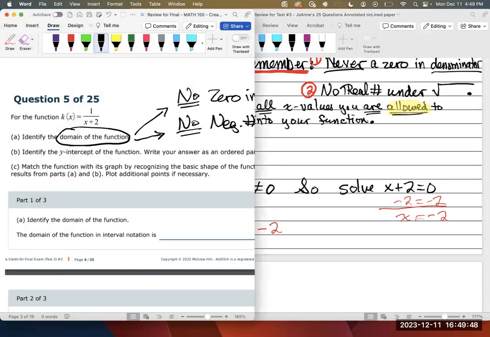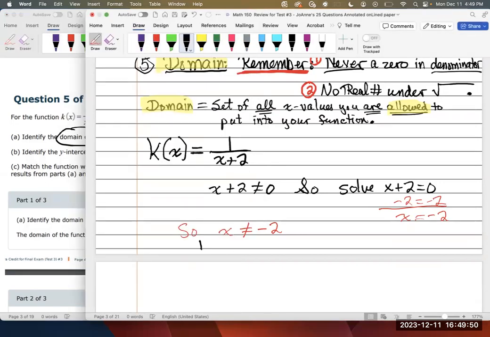So identify the domain of the function. So my domain is everything except negative 2. It's everything from negative infinity all the way to the left, coming up to negative 2, but not landing on it, joined with, again, everything close to negative 2 on the right side, going on to positive infinity.